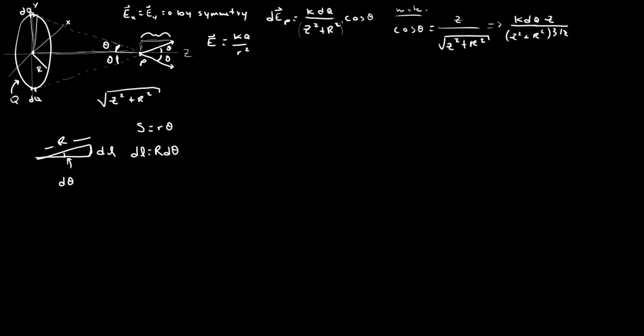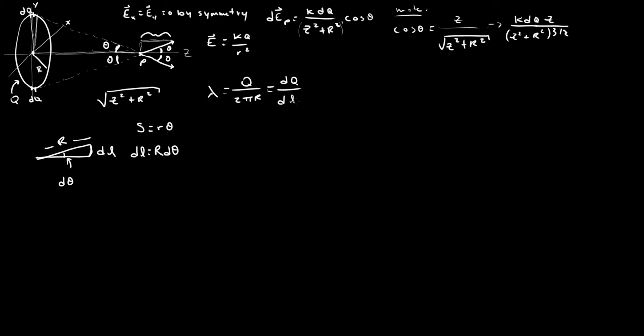And that still doesn't really help us because we don't have d theta in terms of dq, which is what we needed. We only have it in terms of dl. So what we can do is create our own variable, lambda, which is linear charge density. We can say that the linear charge density of this ring is equal to the total charge of the ring divided by the circumference of the ring. The circumference of the ring would be 2 pi r. And we can rewrite this as a tiny piece of charge over a tiny arc length, dl.